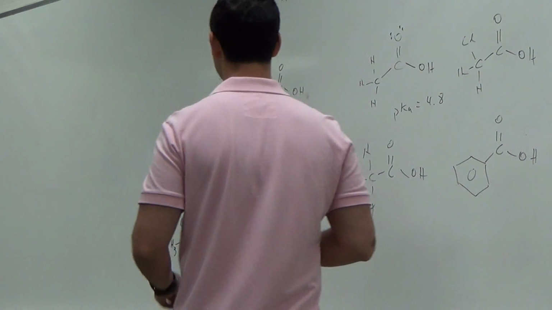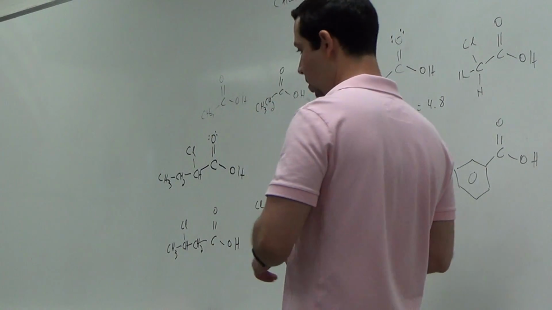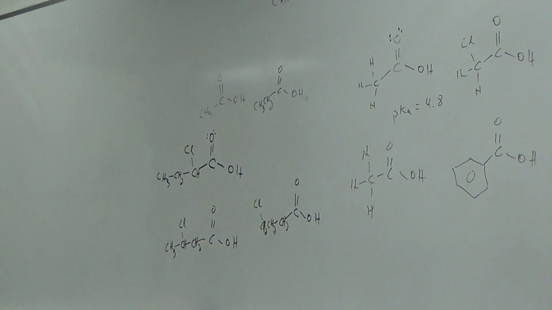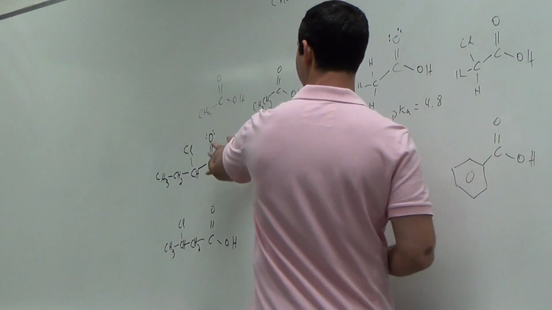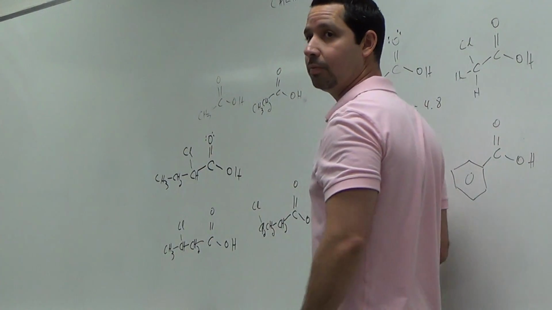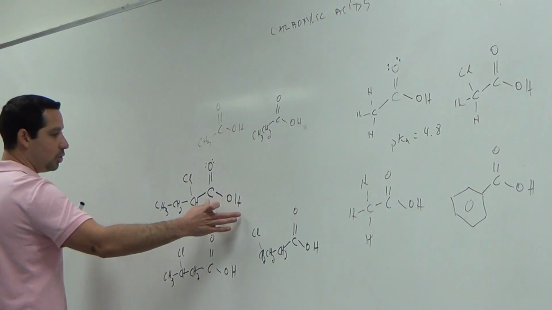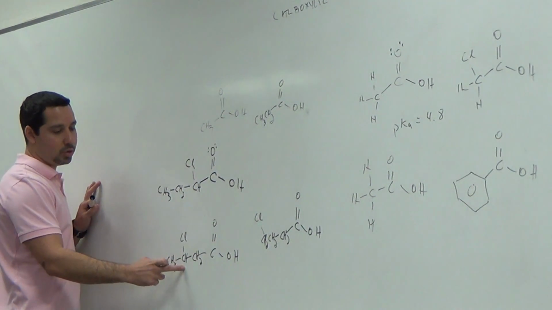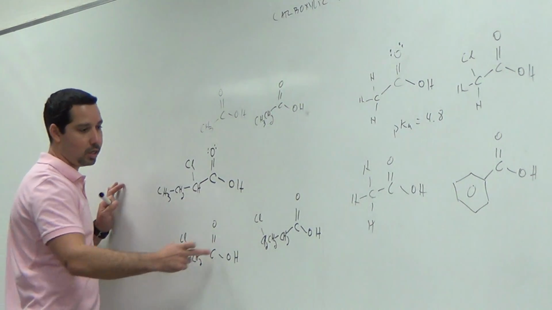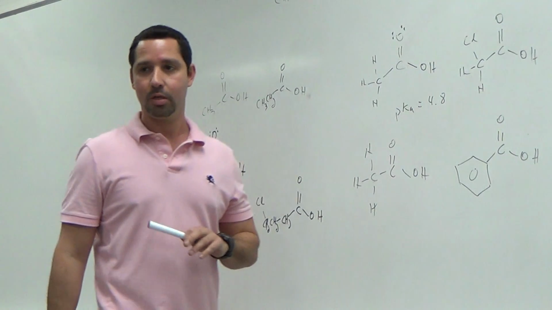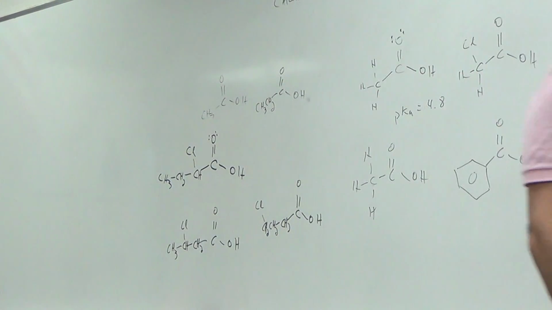So arrange those in order of acidity. Which one is more acidic? The one on the top left. Then the one on the bottom is more acidic because the chlorine is closer to the carbonyl. That's right, the chlorine is closest to the carbonyl. This one is 2 away from it, and this one is 3. They still have an effect, even over a distance.